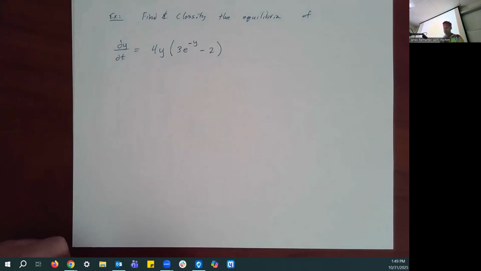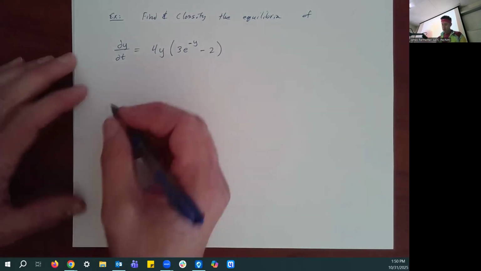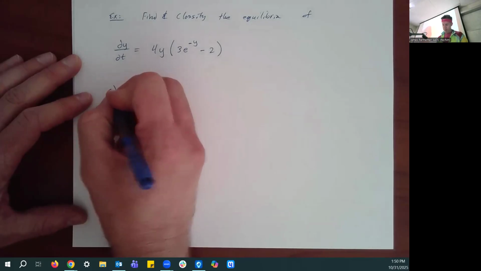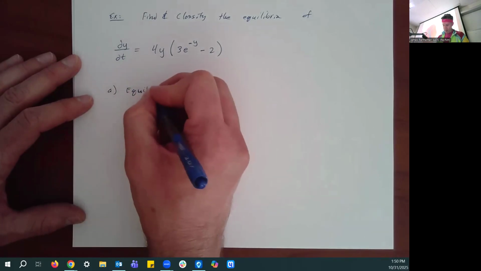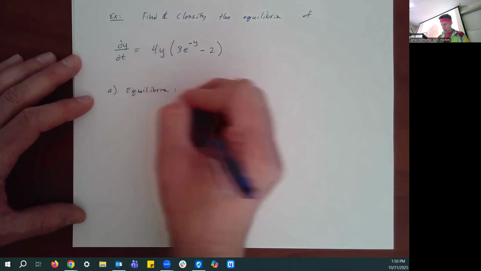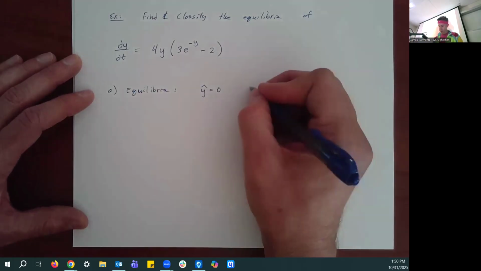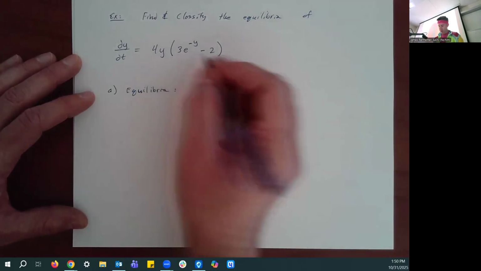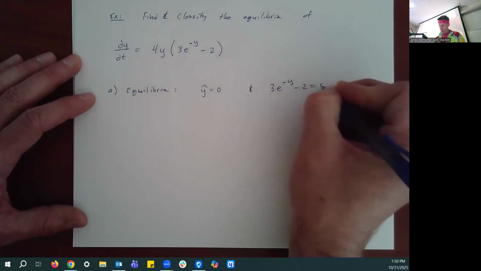Okay. I don't know how to graph that. I mean, not without Desmos, but we could graph it on Desmos, but let's not. Let's go ahead and just start by finding the equilibria. So first, the equilibria. Well, I bet you can all see one of them real easily. One of them is going to be y hat equal to 0. The other one is going to be setting this part equal to 0. So we're going to set 3e to the negative y minus 2 equal to 0.